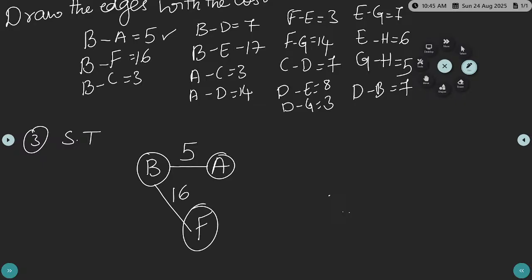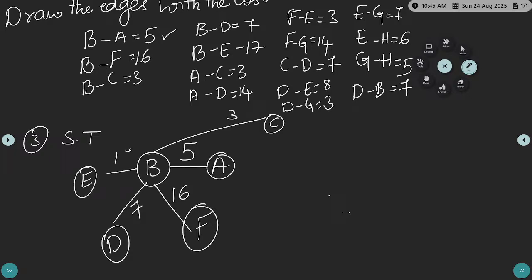Next B to C. The cost is 3. Please stop talking. Next I am having B to D. The cost is 7. So how many vertices are there already? 1, 2, 3, 4, 5. Next B to E. The cost is 17. That is done here.